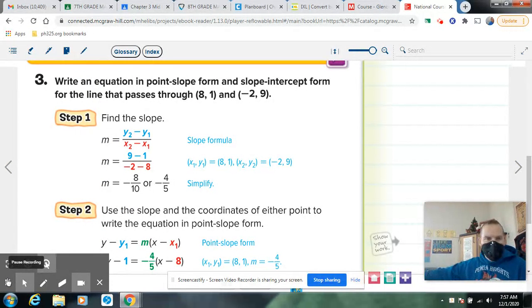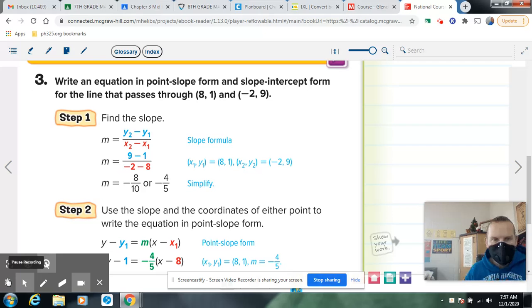Our final example says write an equation in point slope form. So before I begin anything, I write that on my paper. y minus y1 equals m parentheses x minus x1. And the slope is slope-intercept form. Yep, point slope and slope-intercept form. So slope-intercept form, y equals mx plus b.